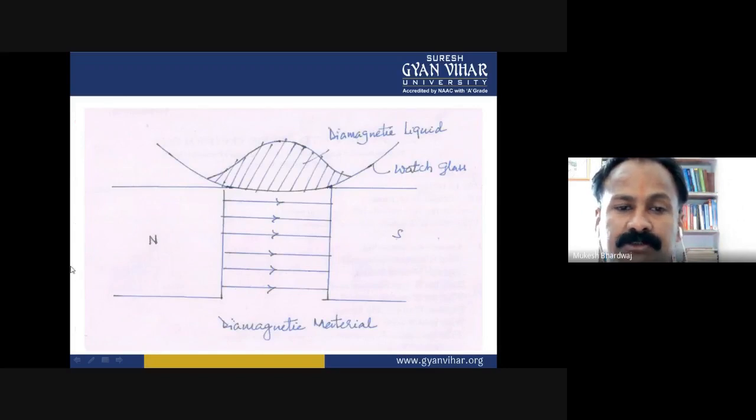You have just seen the slide. A diagram is showing you a diamagnetic material put up and placed on two poles, and you find that the material is more concentrated in the center.